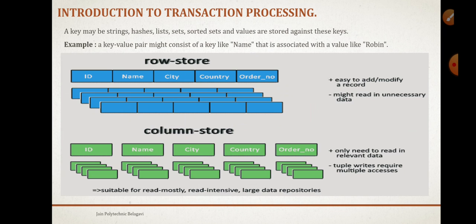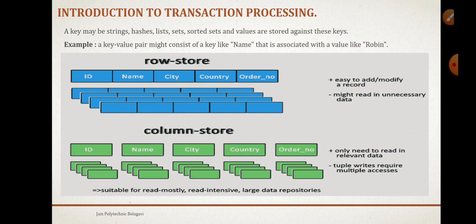So let's take an example here. A key value pair might consist of a key like name that is associated with the value like Robin. Row store, column store. Here ID, name, city, country, order number. Okay, so data is stored row wise. In a column store, it will store as per column.